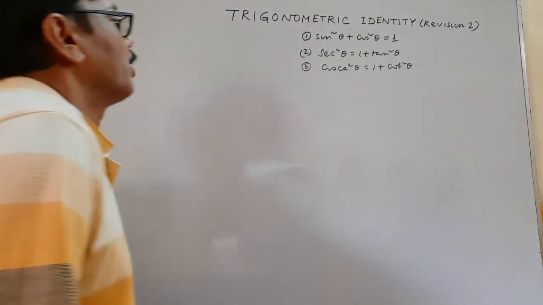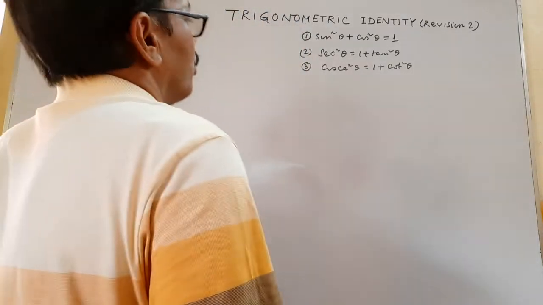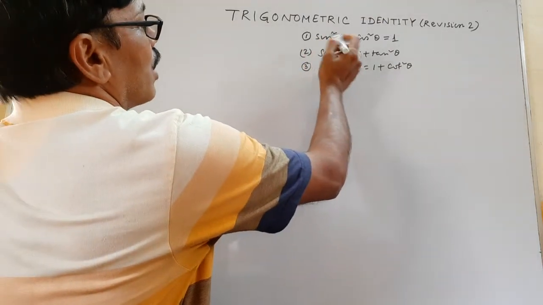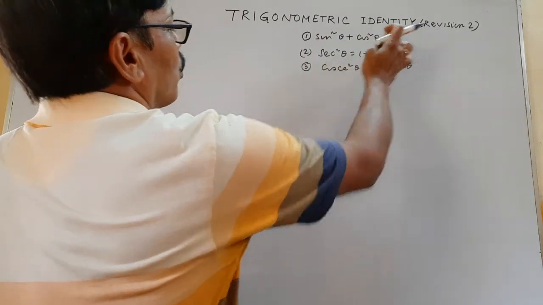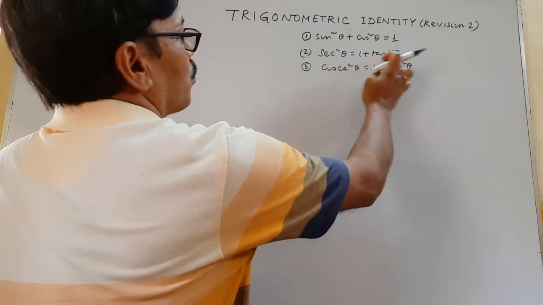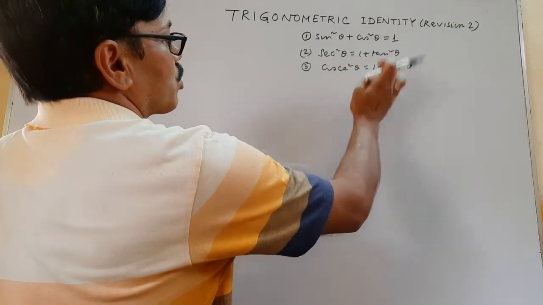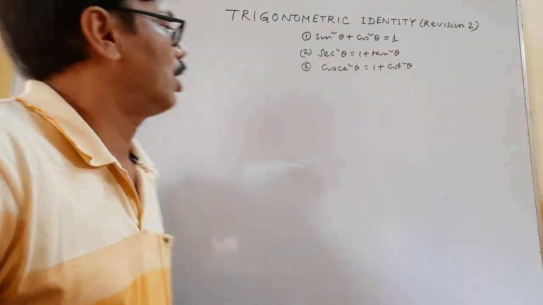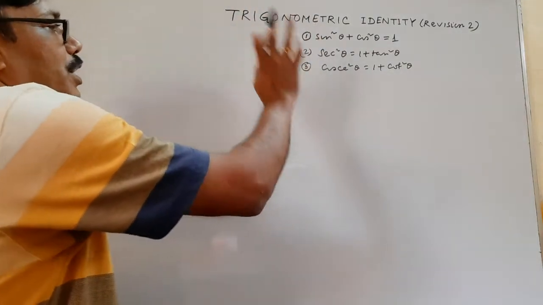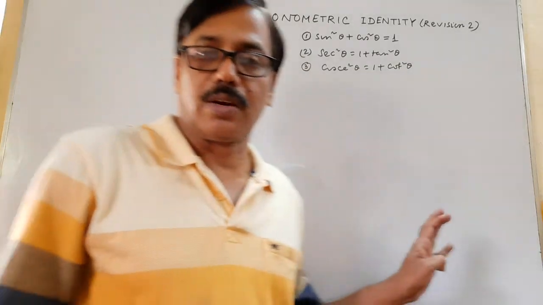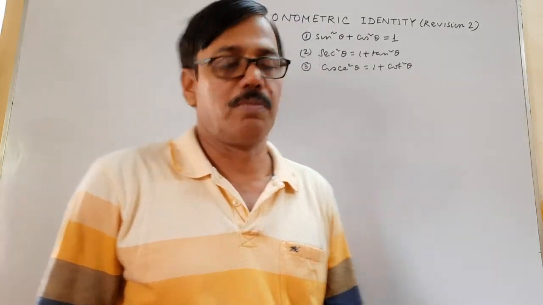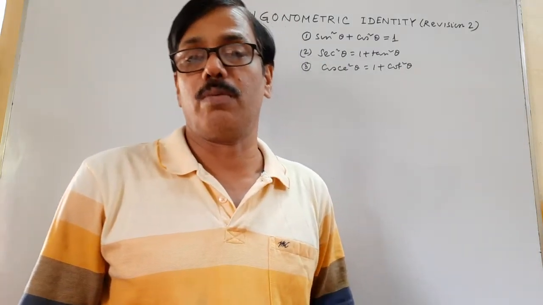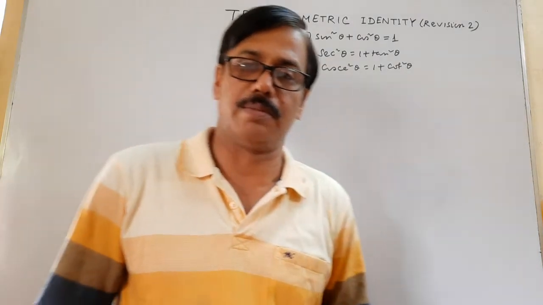So look, trigonometric identities we have already proved. Sine square theta plus cos square theta equals 1, sec square theta equals 1 plus tan square theta, cosec square theta equals 1 plus cot square theta. So these are trigonometric identities. They are called identities because these relations are true for all values of the unknown variable.